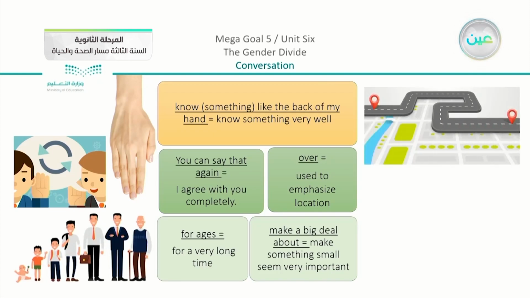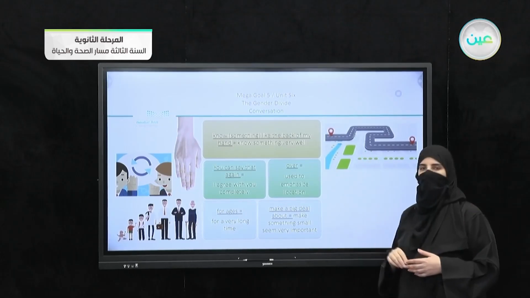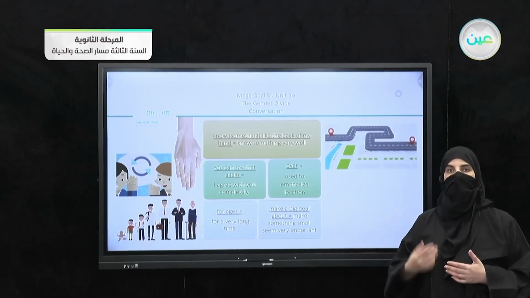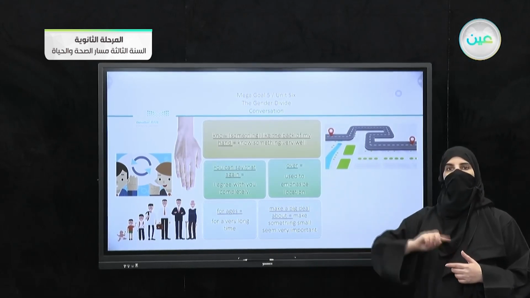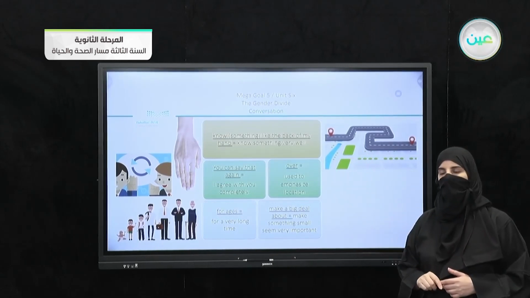Now you can see that we have here a map. We have here location. Now you can see that we have here two locations. One is here and the other is over here. Now over is used to emphasize location. When you say that I have a book or I have something over there, you are emphasizing the location of what you are talking about.